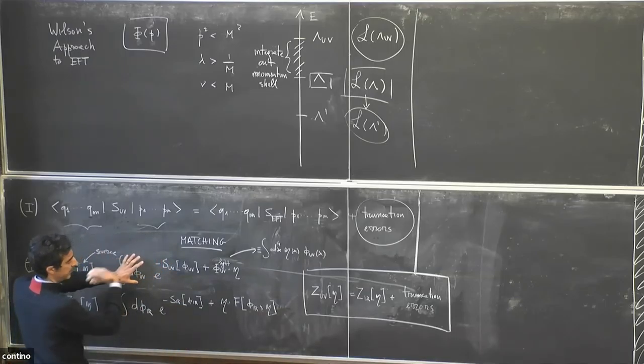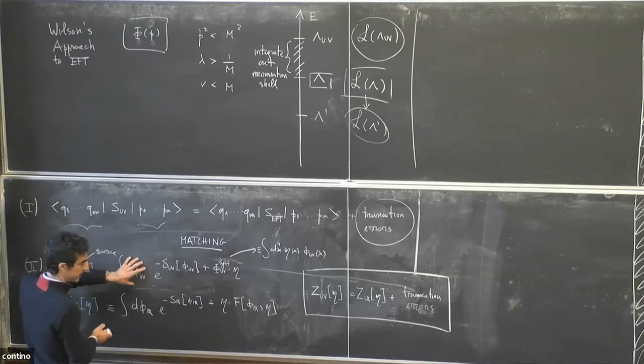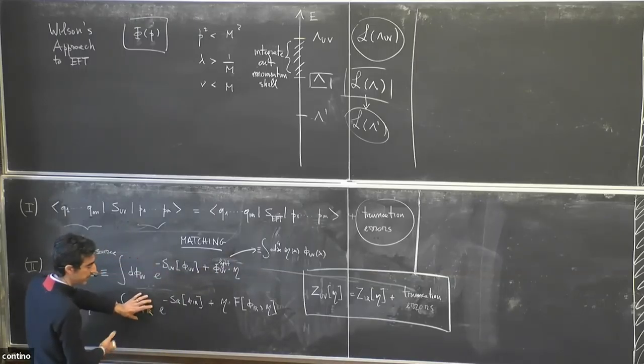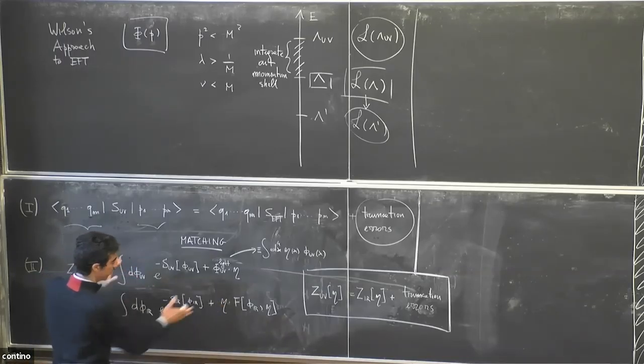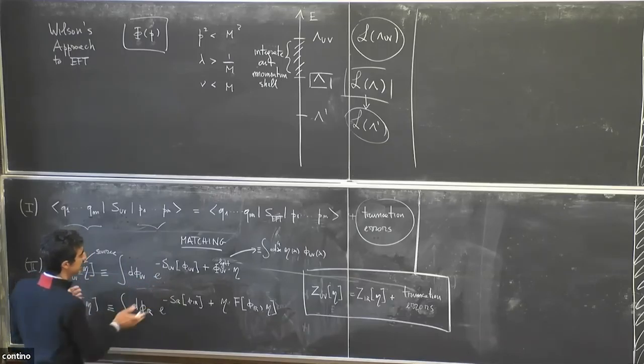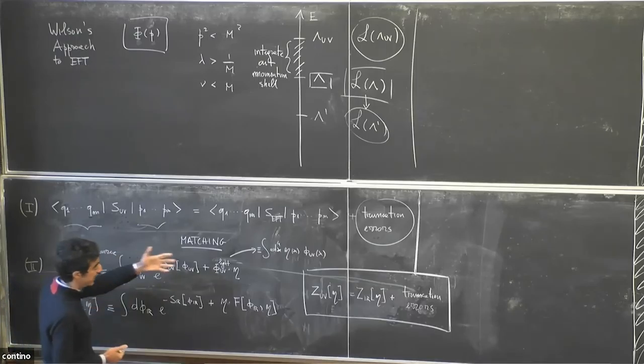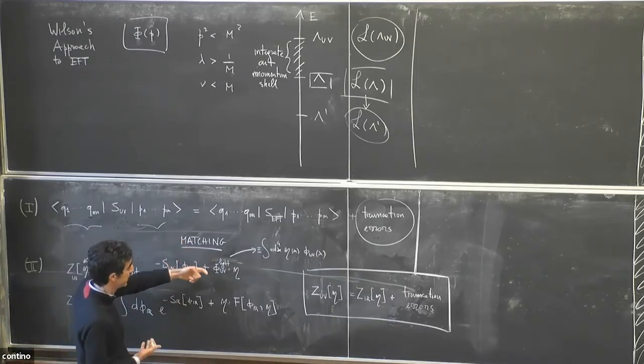And then basically, you can put a source term here for the same field, while this functional integral is an integral over both the light fields and also the massive ones, while here you only have the light fields. So that's one possible very simple situation.